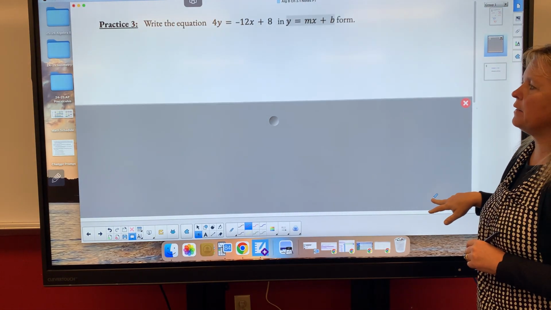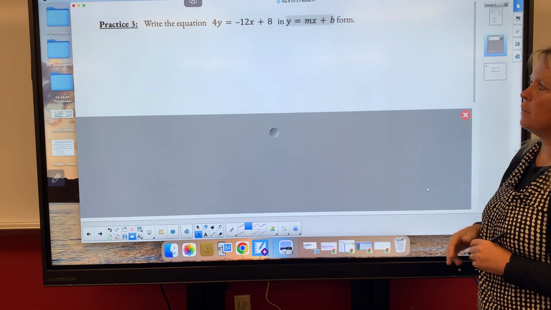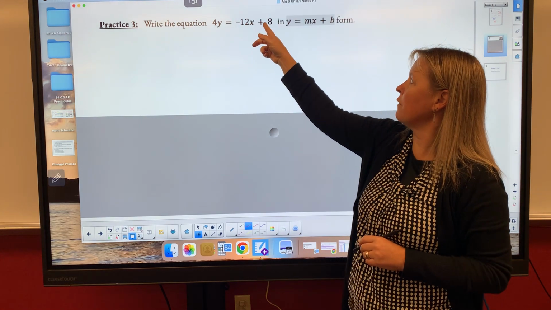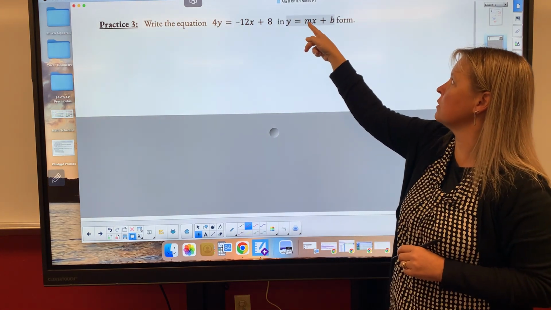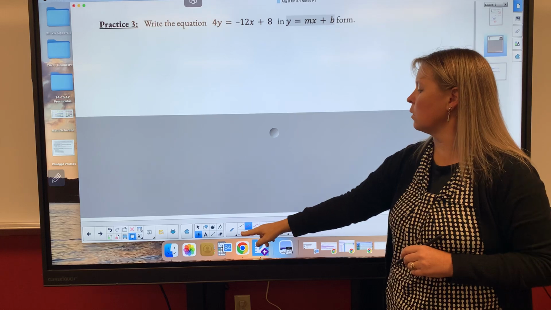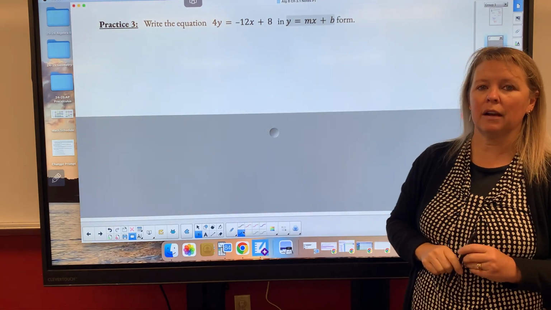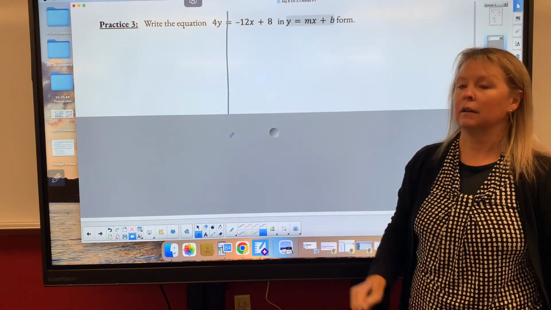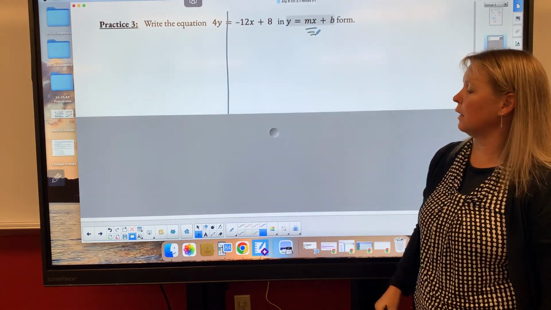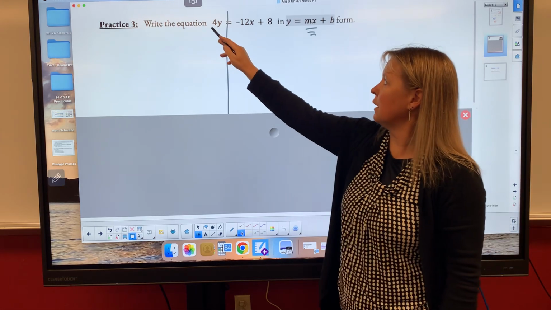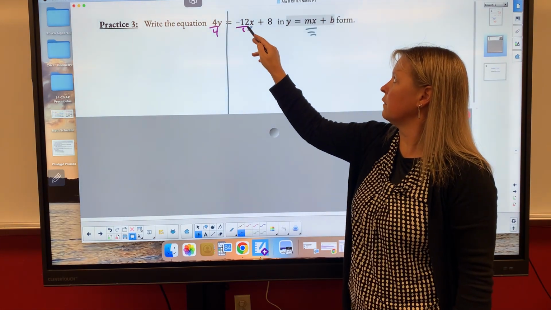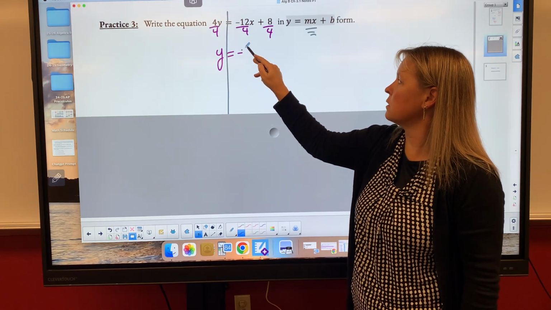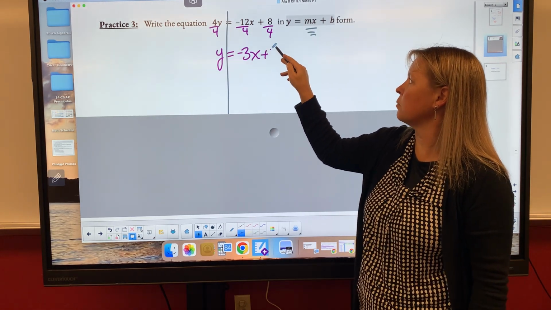All right, this one's a little bit different, so we'll do it together. Read through it, write the equation. 4y equals negative 12x plus 8 in y equals mx plus b form. It's so close. We're almost already there. The x already got moved to the other side of the equation. It's already over here where you want it. So all we have to do is divide by 4. Divide by 4. Divide by 4. Y equals negative 3x plus 2.